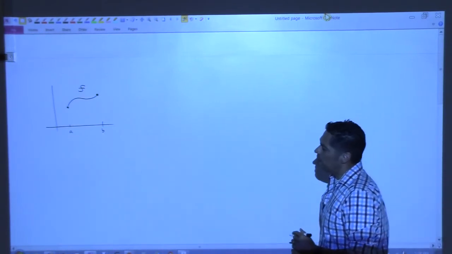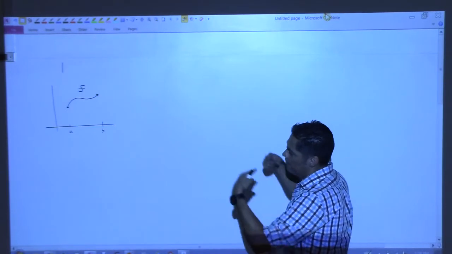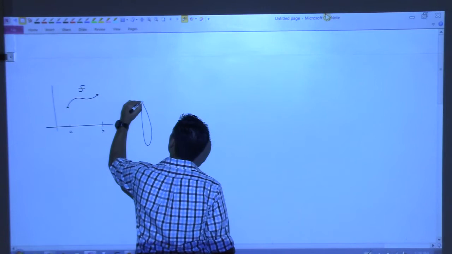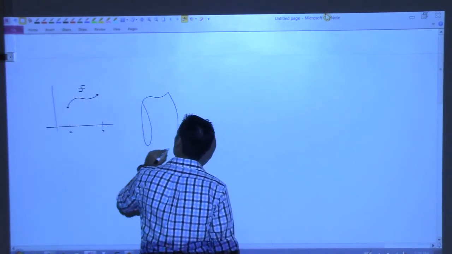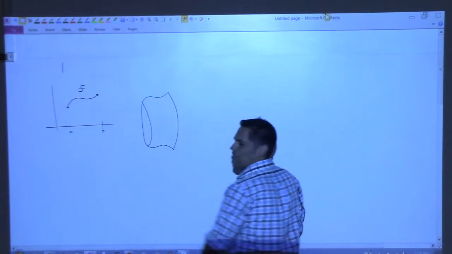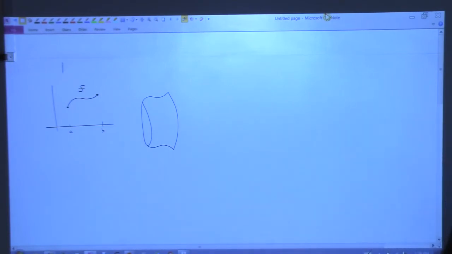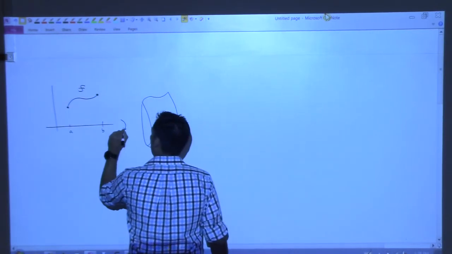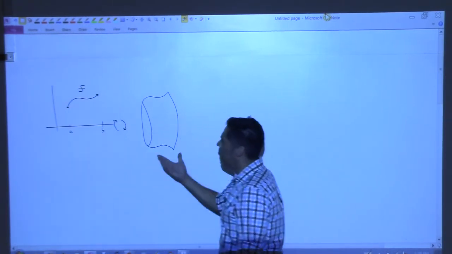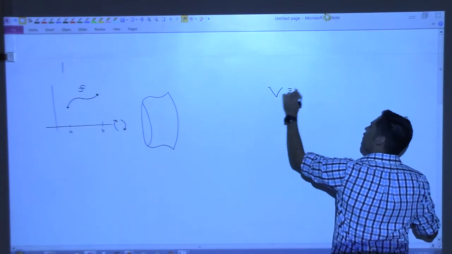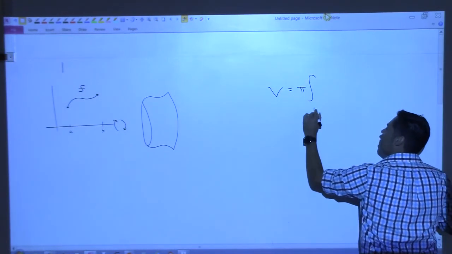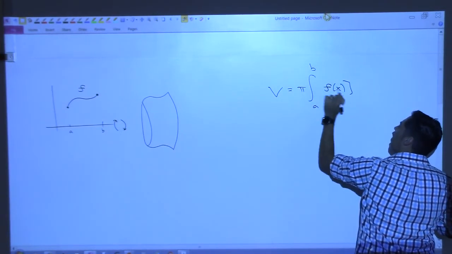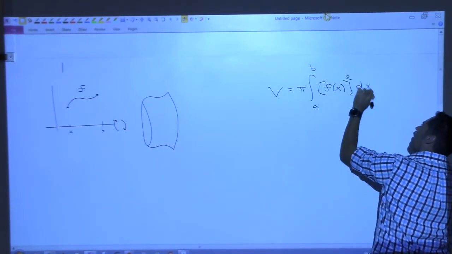So let's go back to the idea of wrapping this around the x-axis. If we wrap this around the x-axis, we're going to get some shape that looks something like that. Good enough? Now we know how to find the volume of that, don't we? If we wanted the volume, it would be pi times the integral from a to b of the function squared. That would be our volume.